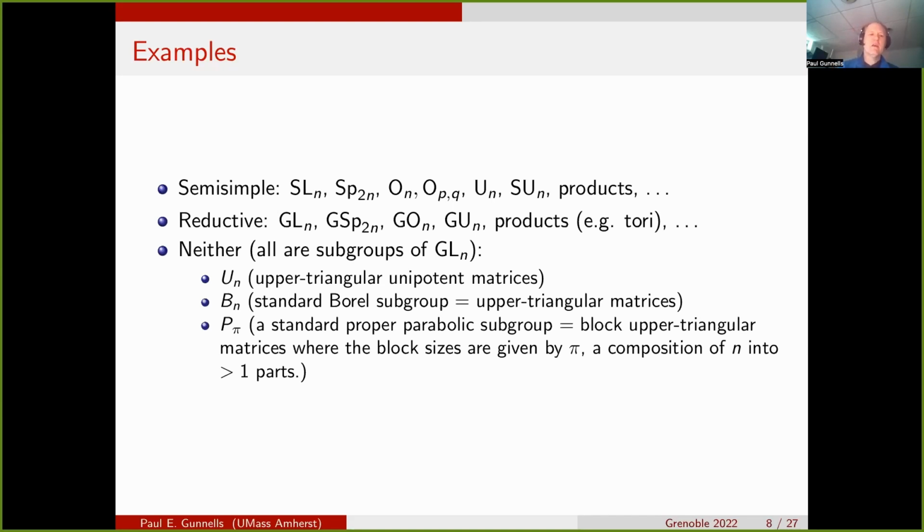And these are not reductive and they're not semi-simple. So first of all, they have a unipotent radical. The unipotent radical of Bn is actually Un. And the unipotent radical of these P_pi's is sort of a mild generalization of that. We'll talk about it later, maybe.